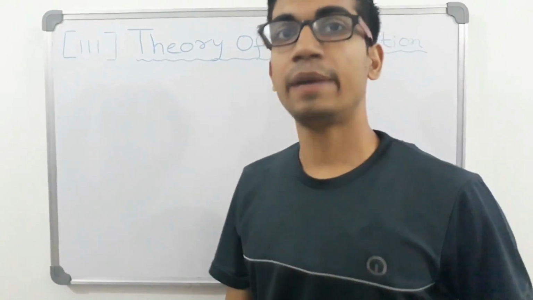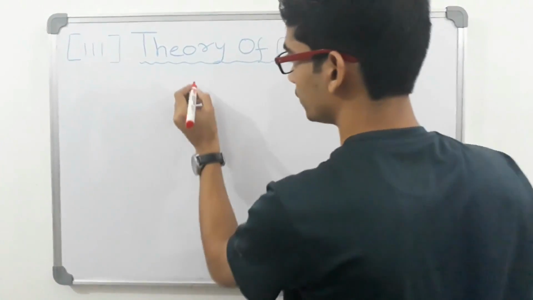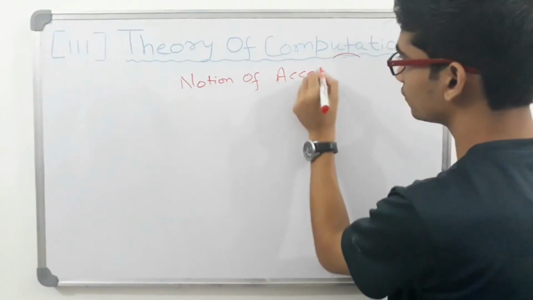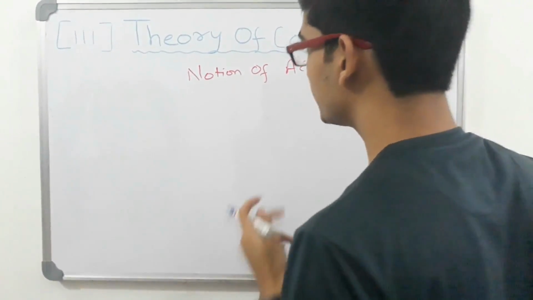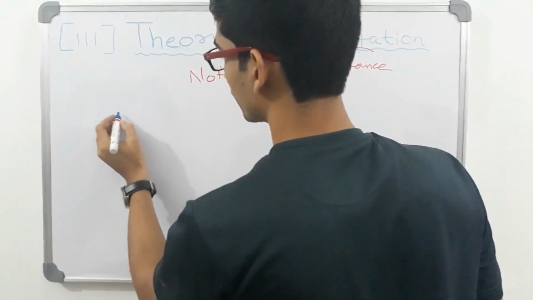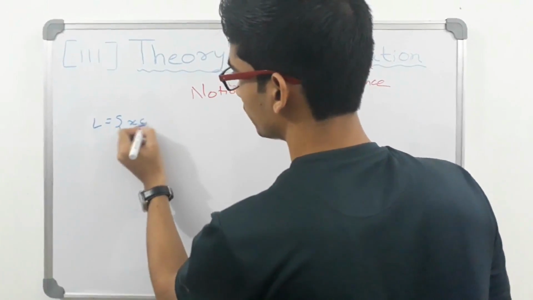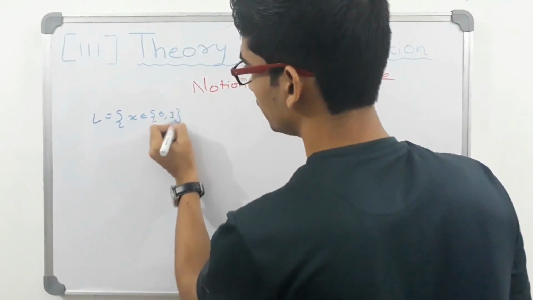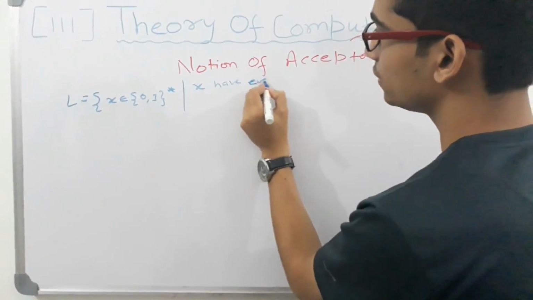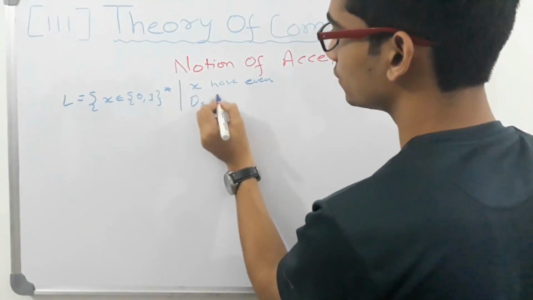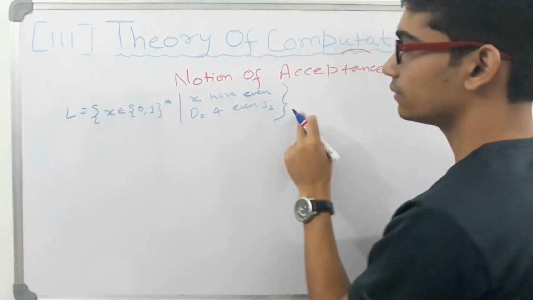Okay guys, now let me give you the notion of acceptance. Many people have confusion about this, so let me write. The previous example that we did was L: x belonging to {0,1}*, x has even zeros and even ones. So this was our language.